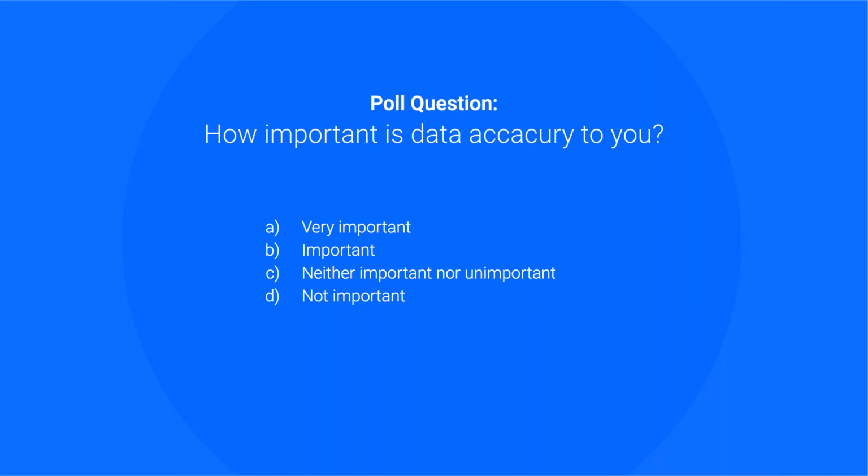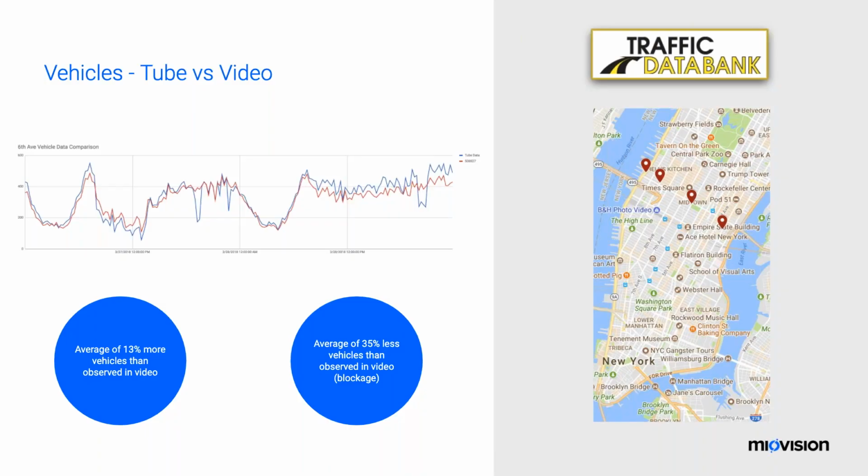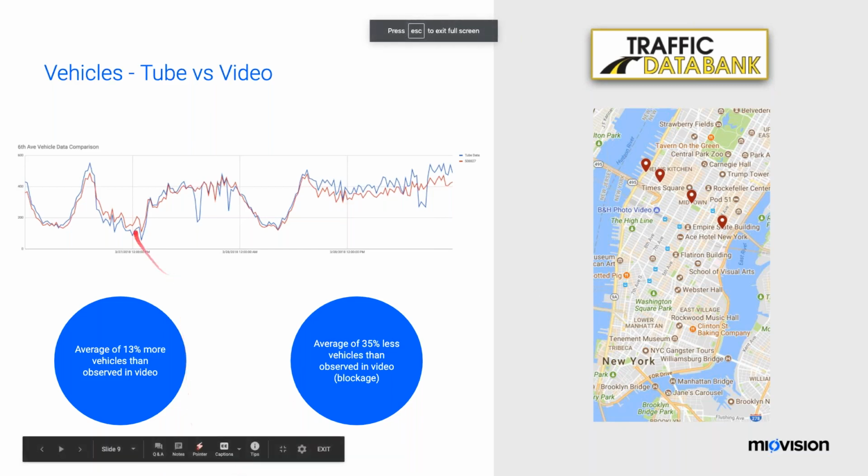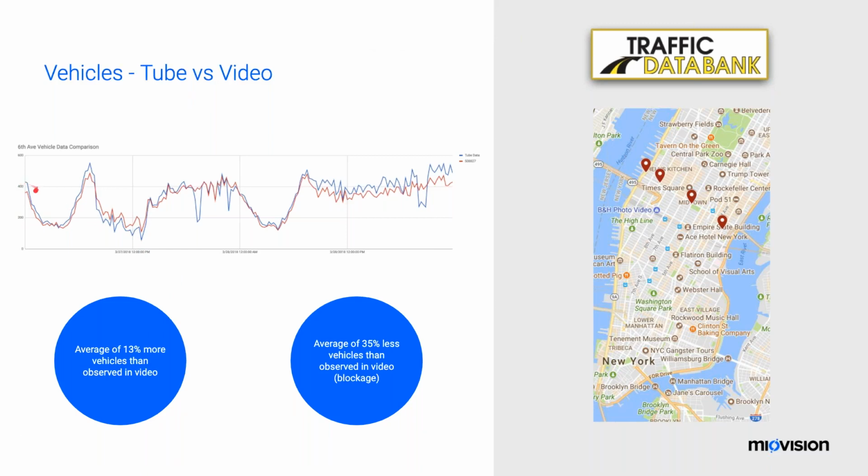So, we all know that traffic engineers, data collectors, or anybody collecting traffic data has various methods to collect temporary count data. First of all, I wanted to show you a comparison we've done between tubes and video when it came to vehicles. With the help of Traffic Data Bank, a company out of New York who deployed our video solution right next to road tubes in New York City, we got the following results. In the graph, the blue one is the road tube data, and the red one is the Miovision counted data.